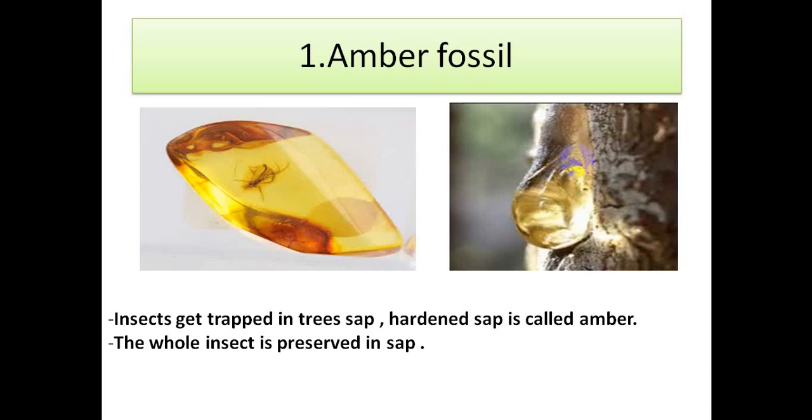Hardened sap is called amber. The whole insect is preserved in the sap. Amber fossil is the best kind of fossil. Do you think why? Because amber fossil keeps the whole body and keeps all details about the animal or the insect. It keeps the internal organs, the skin, all details about the animal. So this is one of the helpful fossils which helps scientists to know more about organisms. Let's see the next kind of fossils.